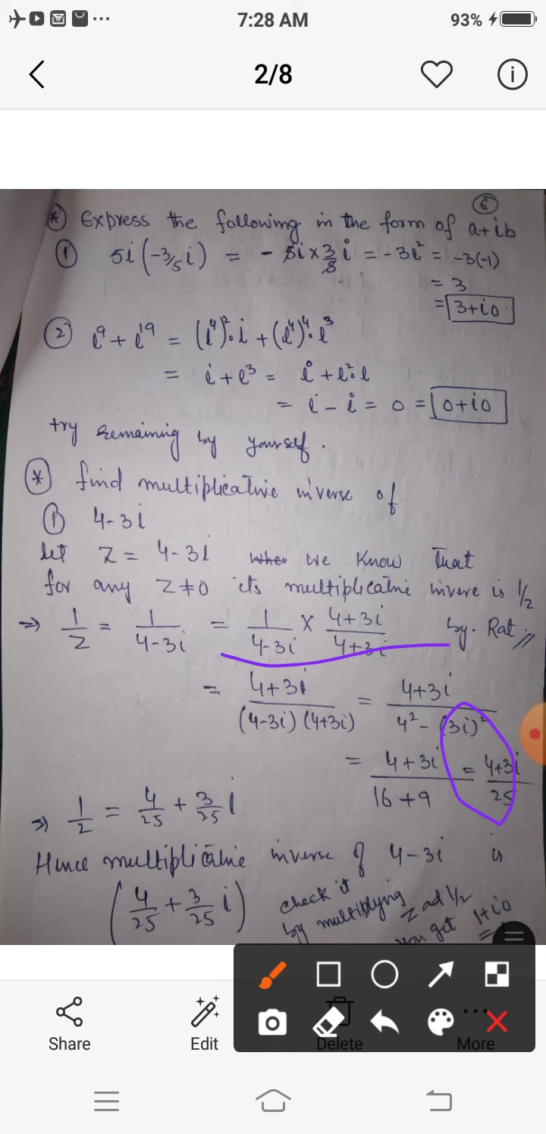So this 1 upon z, which is the new complex number, called the multiplicative inverse of 4 minus 3i, is equal to 4 by 25, because the denominator is single, we can distribute this denominator, plus 3 upon 25 i. So here the real part is 4 by 25 and the imaginary part is 3 upon 25.